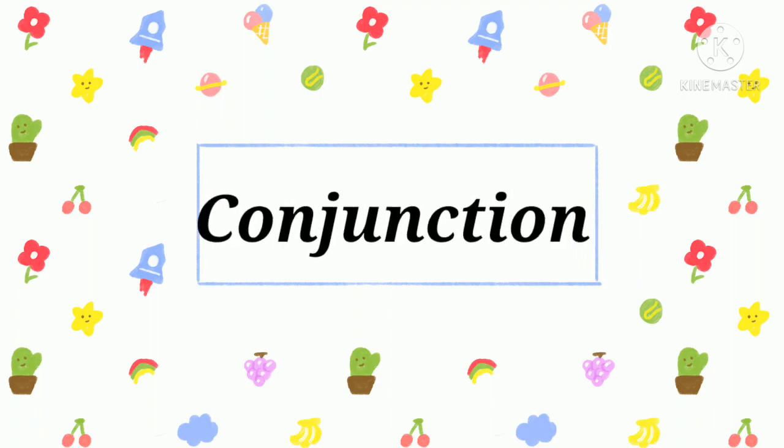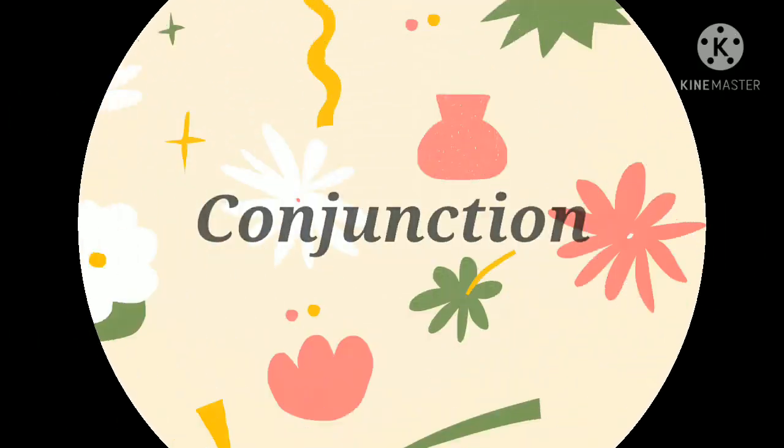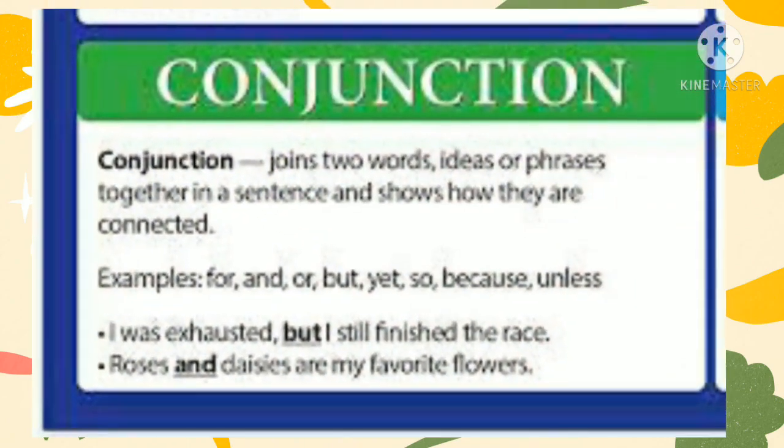Now, what is the next part of speech that we are going to discuss? We're going to talk about conjunction. What is it, children? It is the seventh part of speech, which is going to be conjunction. Do not make a mistake by mispronouncing it. And what is the meaning of the word conjunction?